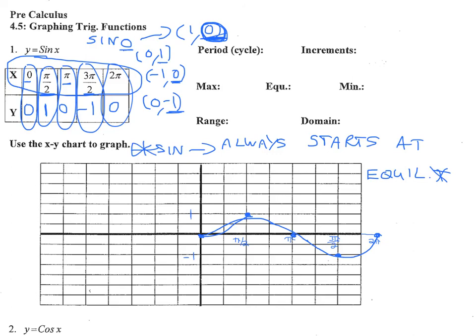All the other stuff like the period, the increments, max, equilibrium, and min, range, domain, I'm going to go over tomorrow. All right, so that's the main thing. You're going to plug in the intercepts, you're going to get out your y values, and the sine always starts at the equilibrium.